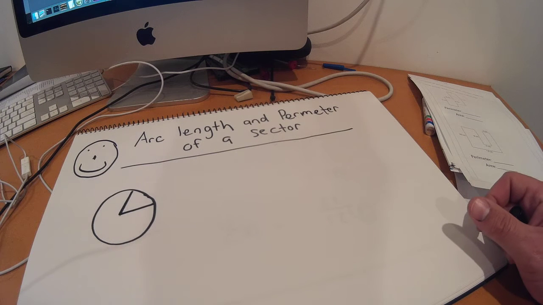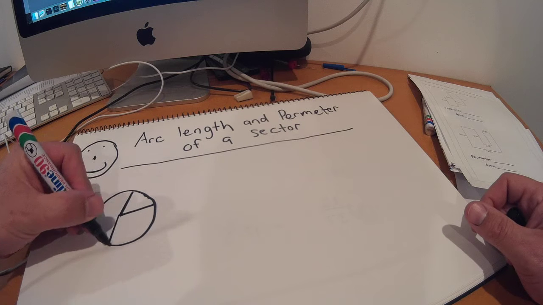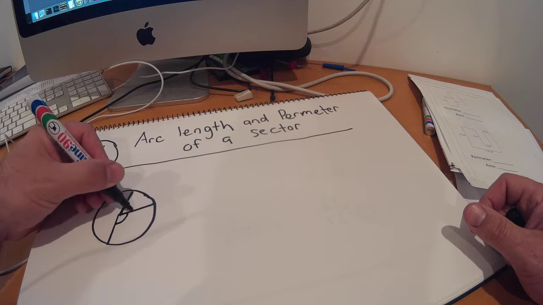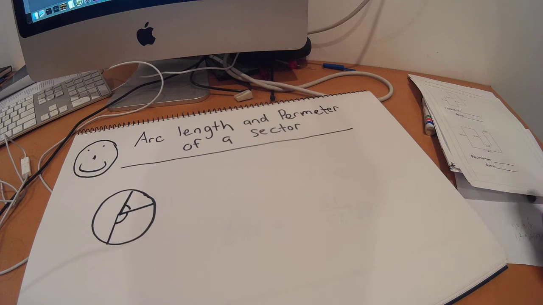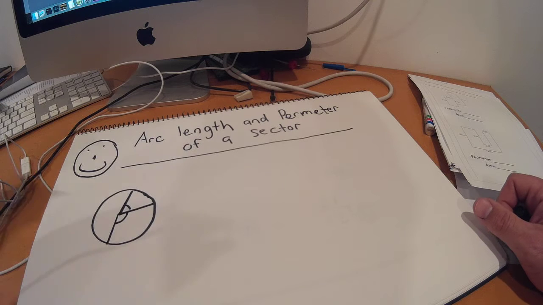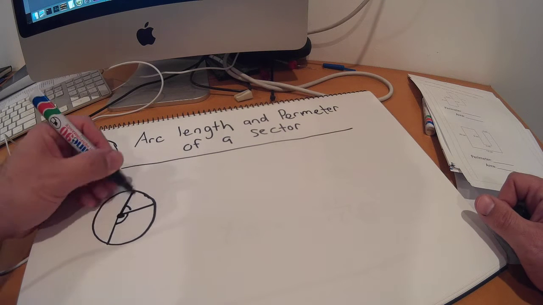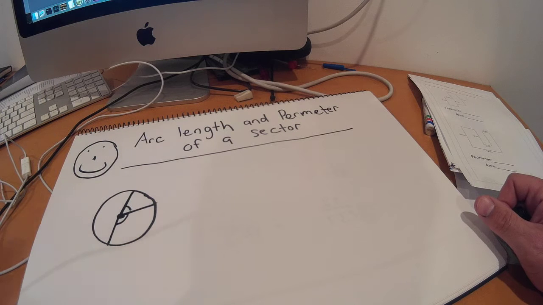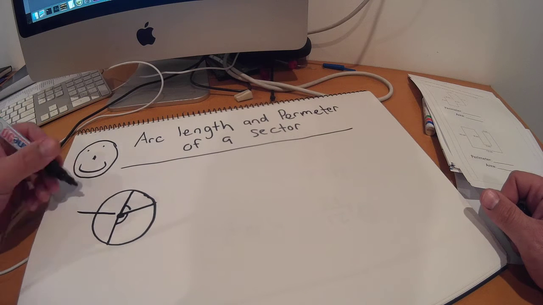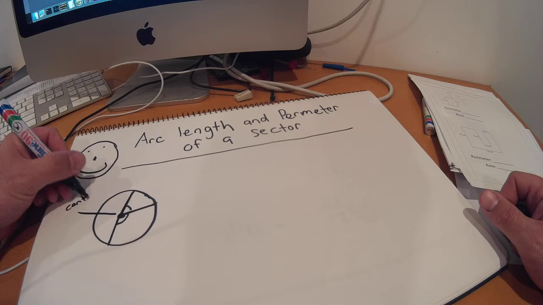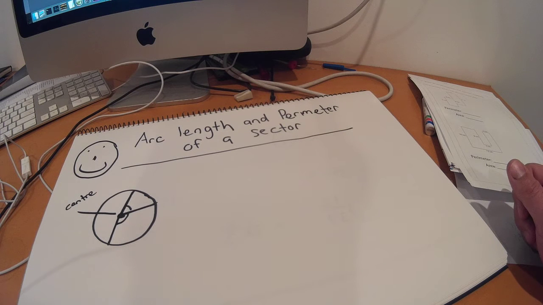So I've just drawn a sector there, okay? And depending on how big a slice of pie you want, you can have different size sectors. The thing that makes this a sector, of course, is that all of these lines leading away to the outside of the circle, to the circumference, are all coming from the center, okay? So that is what a sector is.